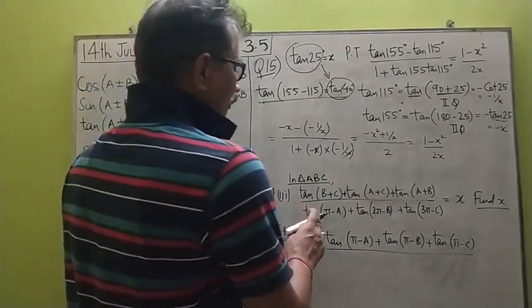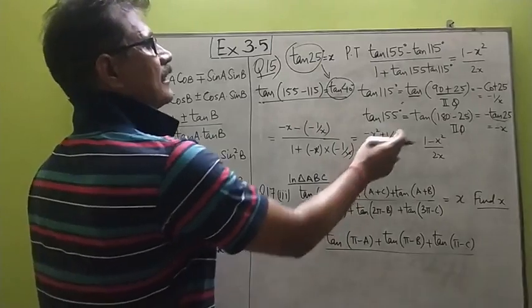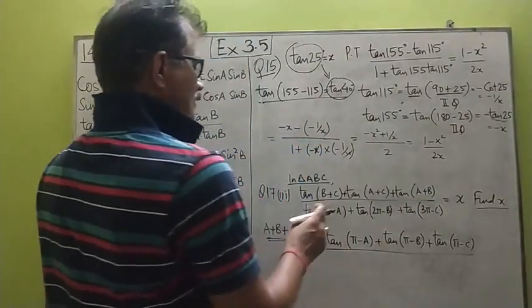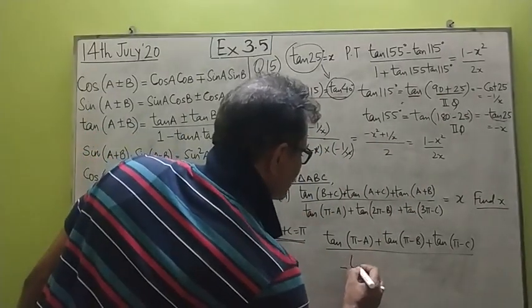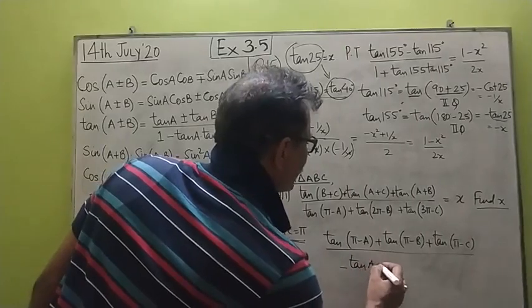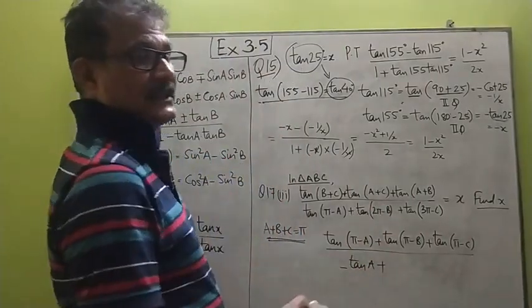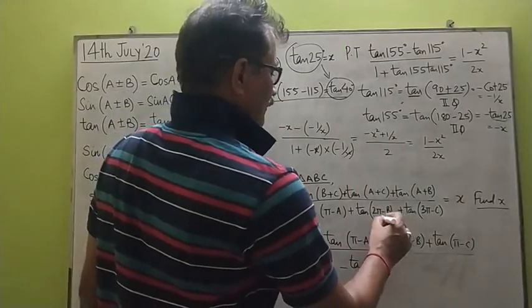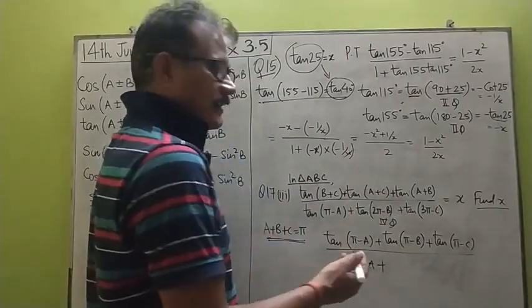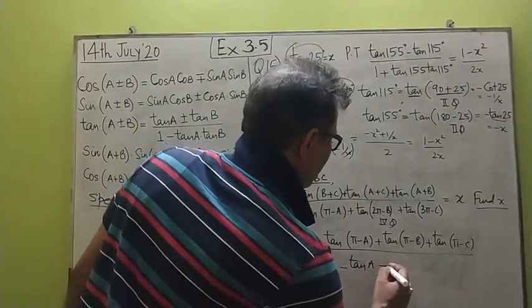So tan of pi minus A, this pi minus A is second quadrant. So it becomes minus tan A. This is which quadrant? Pi minus theta. In the second quadrant, tan is negative. So it becomes minus tan B.